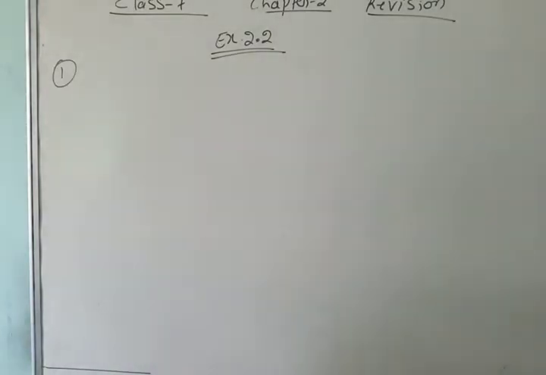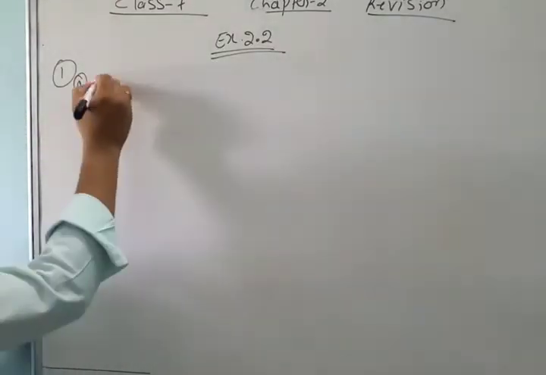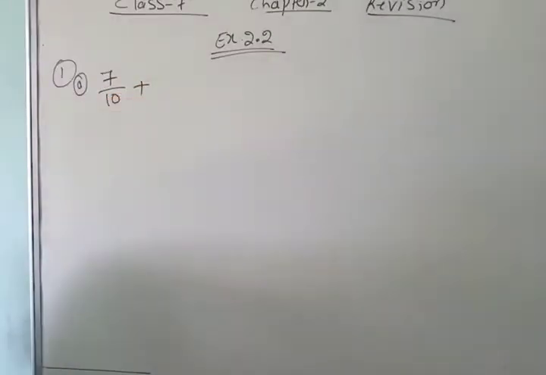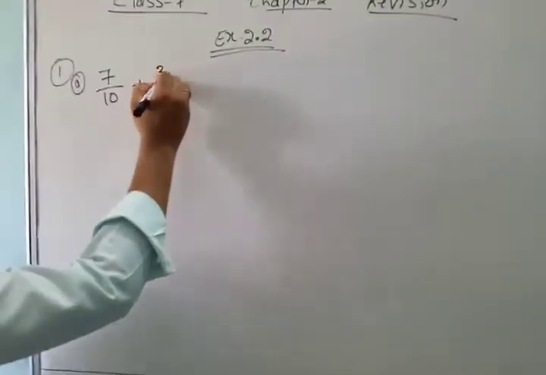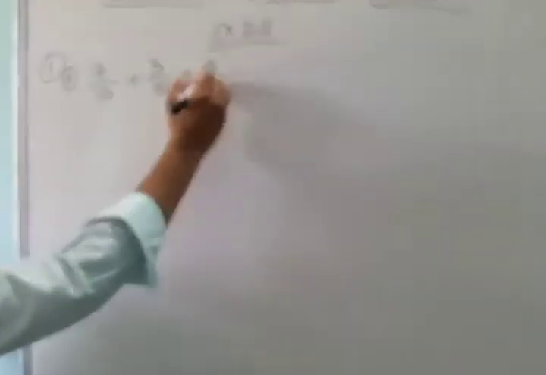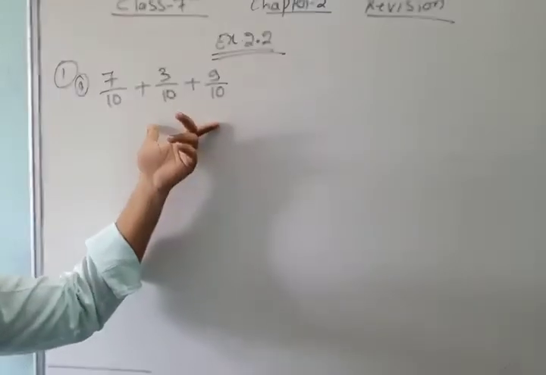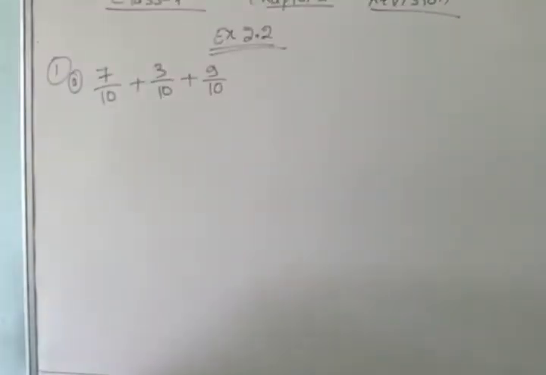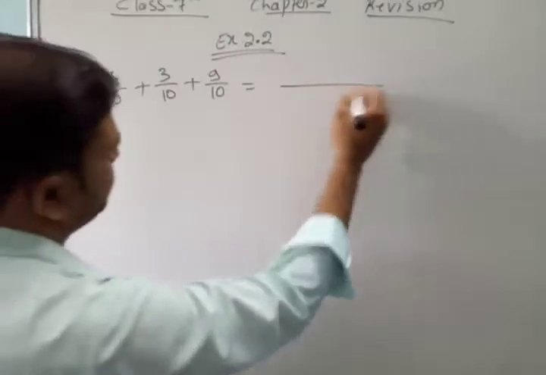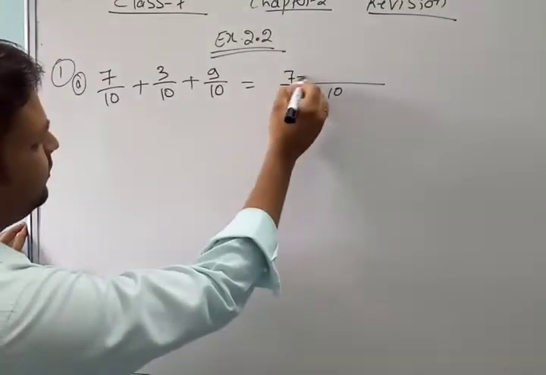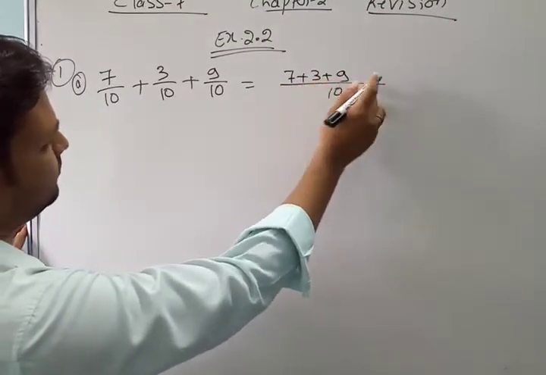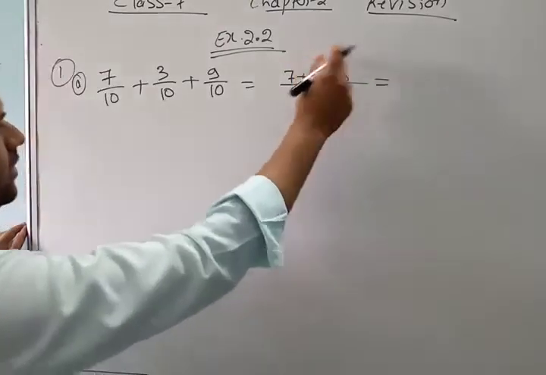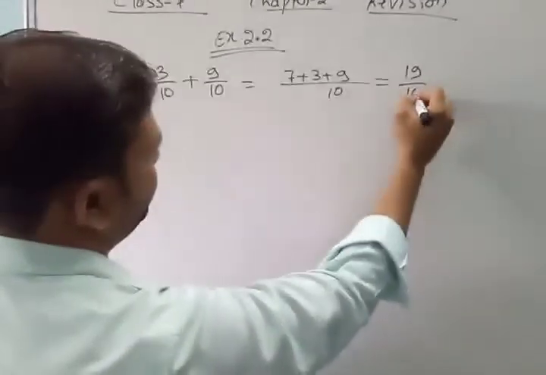Evaluate the following. We have to evaluate. Evaluate means we have to just solve the question. 7 by 10 plus 3 by 10 plus 9 by 10. Here all the denominator parts are same already. If the denominator parts are same, just add the numerator part. Write denominator one time. 7 plus 3 plus 9. 7 plus 3 is 10, 10 plus 9 is 19 upon 10.